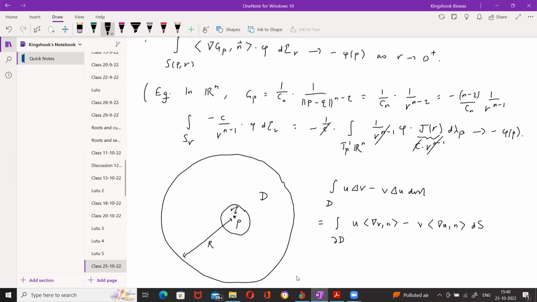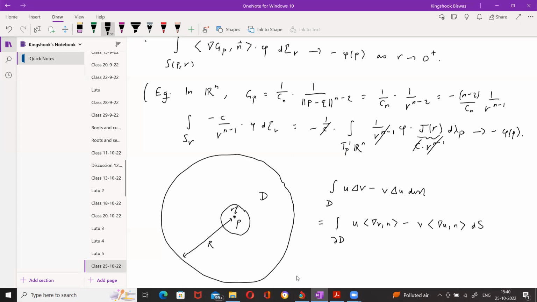Now, the integral over the big sphere, what will happen? If u is my test function, u is 0 on the big sphere, and also grad u is 0 on the big sphere. So the integral over the big sphere will vanish. So you'll just get the integral over the small sphere.